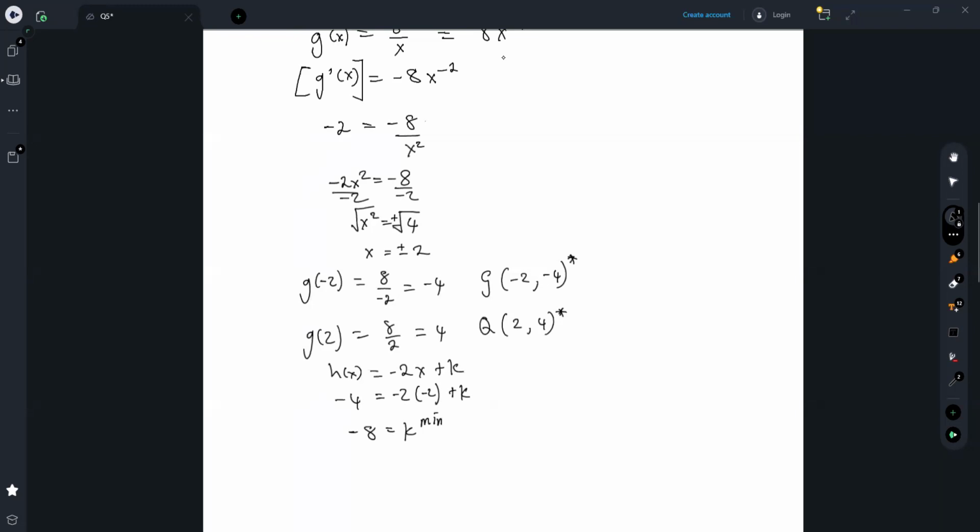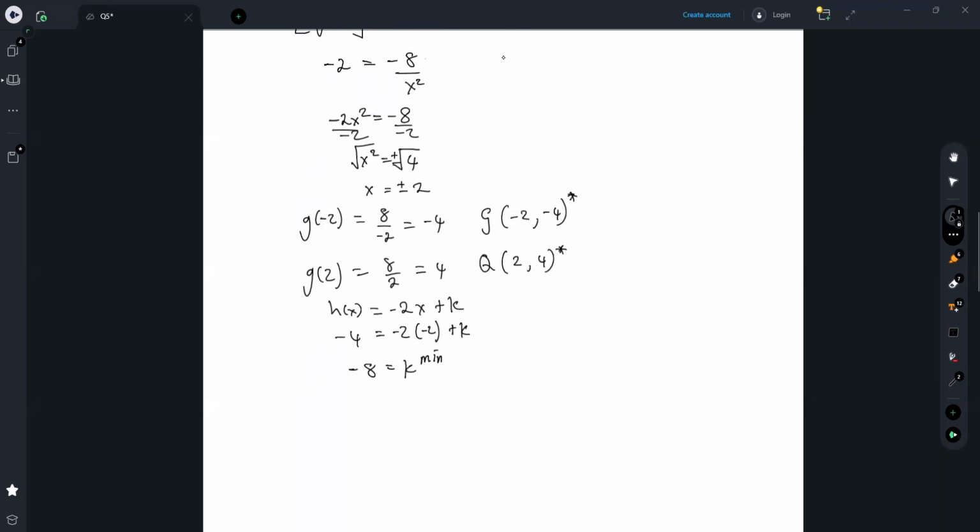Well, since it is symmetric, then we know that k maximum should be a positive 8. But then let's go on and solve for it. If I substitute, positive 4 equals negative 2 times positive 2 plus k. Here we're solving for k max. Then this would be a negative 4. Negative 4 goes that side and becomes a positive 4. 4 plus 4 gives us positive 8. So this would be k max like that.